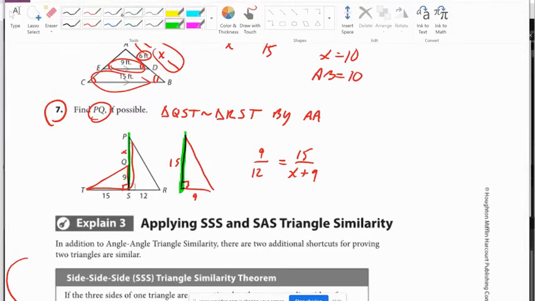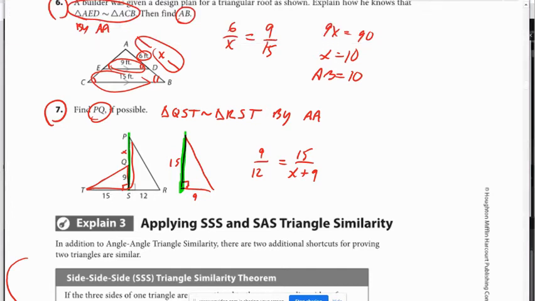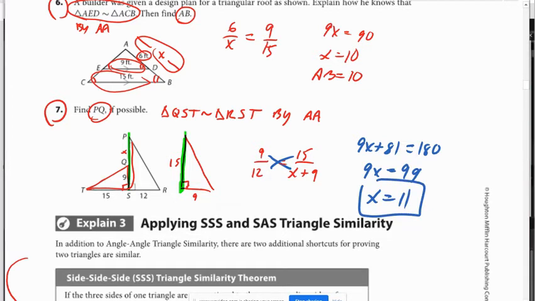And so now we can solve for x by cross multiplying. That would be 9x plus 81 when I multiply this way equals 180 when I multiply this way. And so then 9x equals 99 and x equals 11. So that means PQ is equal to 11.